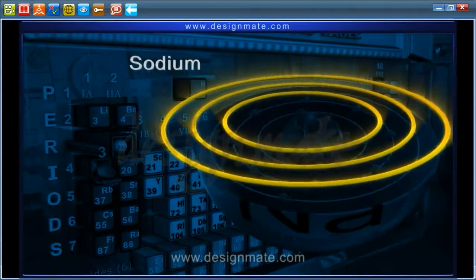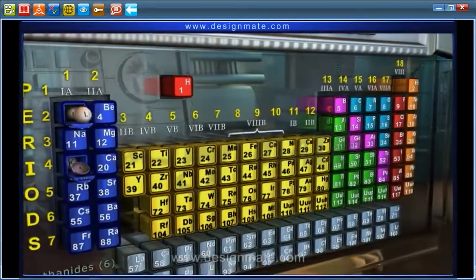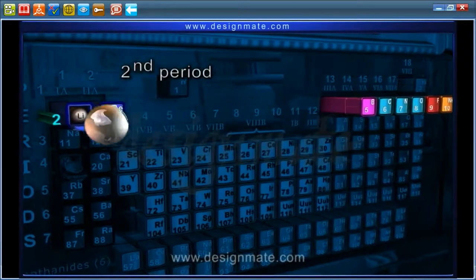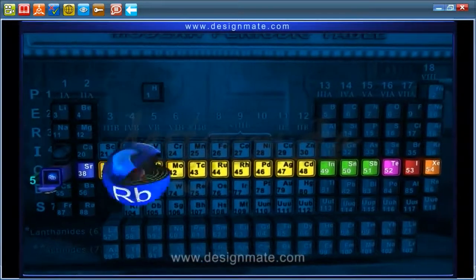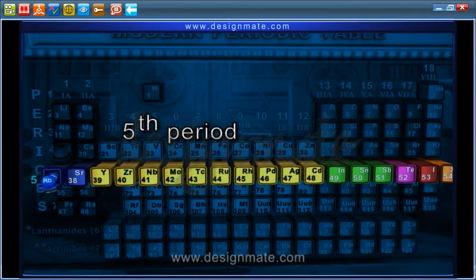Similarly, sodium with 3 shells belongs to the 3rd period. Lithium with 2 shells belongs to the 2nd period. Rubidium with 5 shells is placed in the 5th period, and so on.